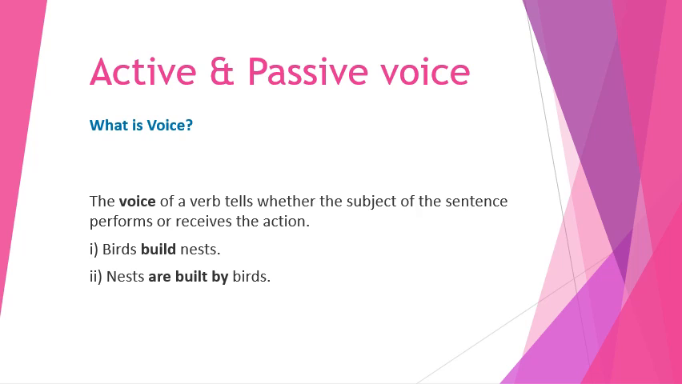Today's lesson is about active and passive voice. First of all, we must know what voice is. The voice of a verb tells whether the subject of the sentence performs or receives the action. Like: Birds build nests. Nests are built by birds. Build is the verb here, and in the next sentence the voice of the verb is changed to "are built by." So this tells about the voice of the sentence.